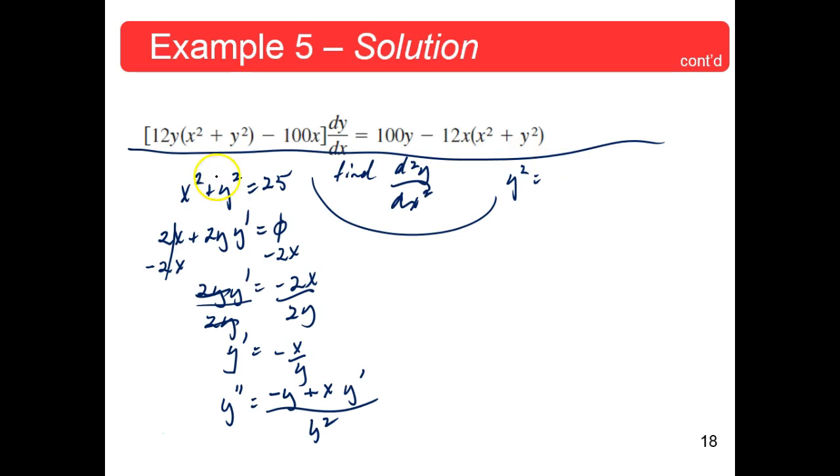It's going to be 25 minus x squared. Very good. Hang on to that. Then what is y? It's going to be 5. Say again? Plus or minus. Plus or minus. Very good. The square root of 25 minus x squared.